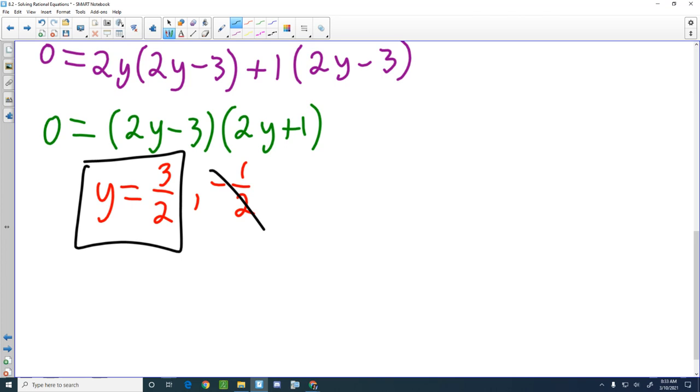Any questions on these? I know this one was longer because it had that extra step, but I just want to make sure that I still refresh your mind on earlier skills.